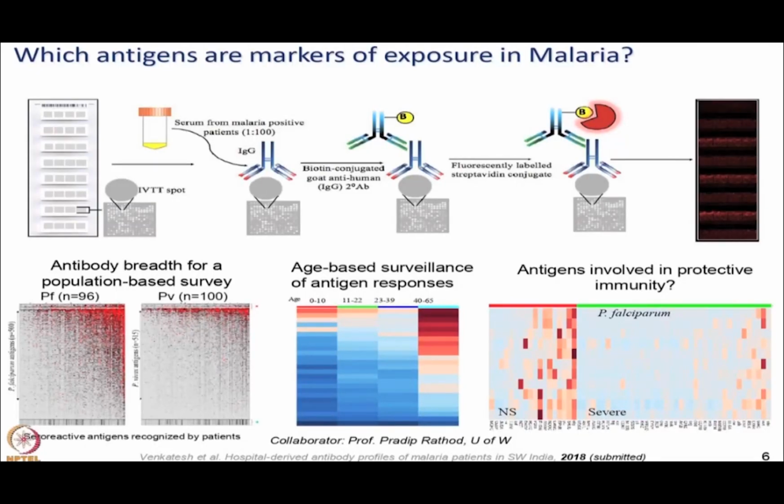Also, we tried to look at surveillance kinds of responses based on the antigens, which is shown in the middle segment here, where you can see that even based on age groups one could see different types of responses. On the left side you can see that, based on falciparum or vivax, the patterns are different for the seroreactive antigens which are recognized by these patients. And finally, in the right panel, we are looking at severe and non-severe responses in these patients, and you can see a very different pattern between the non-severe and the severe patients. So, this could be one interesting approach of looking at antibody based responses using protein microarrays.